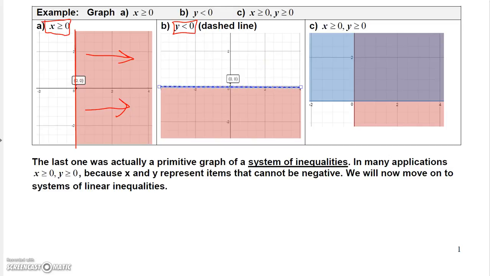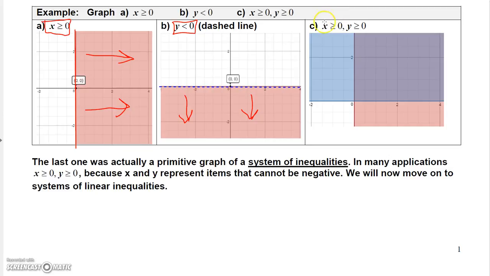Okay, I think you can see that better. So the boundary here is a broken boundary, and because the line y equals 0 is the x-axis, if you want to know where y is less than 0, that's actually going to be below the x-axis.